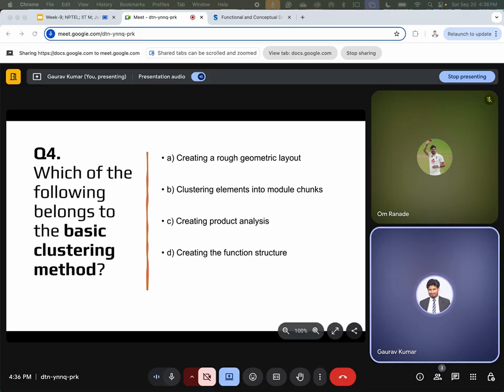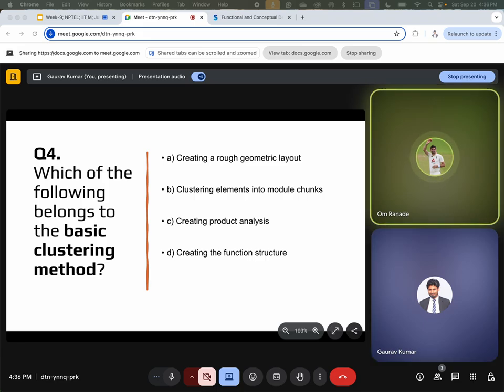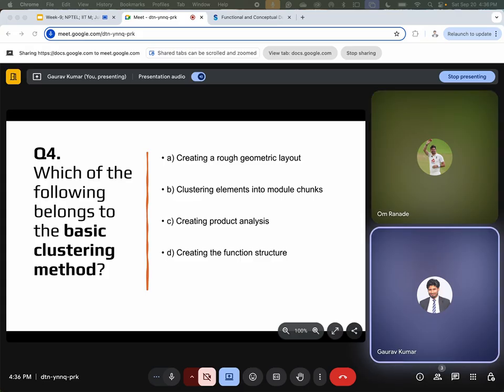Can you answer question number 4? Creating function structure, D option. Okay, let me provide you the explanation.